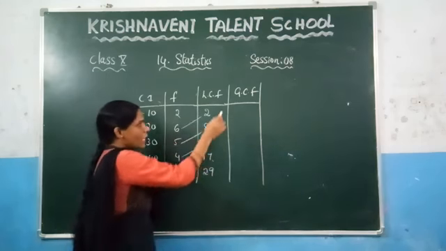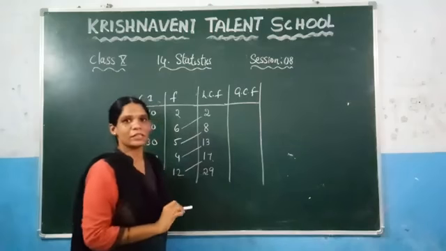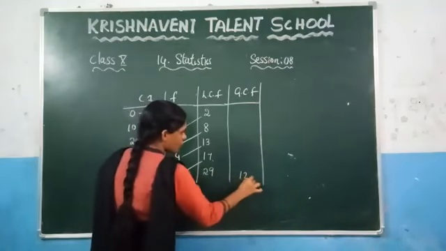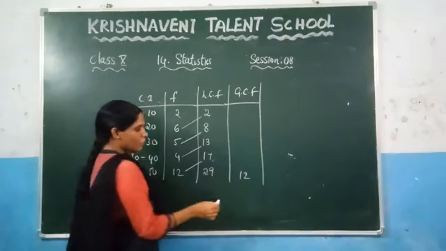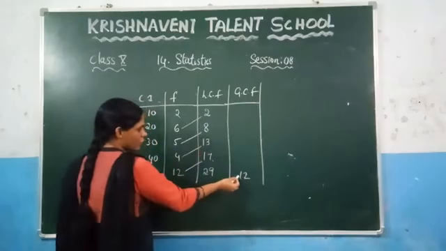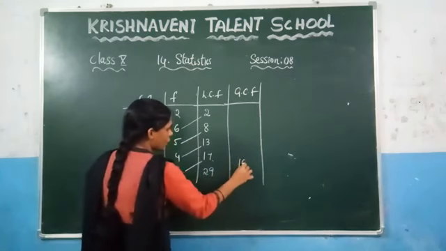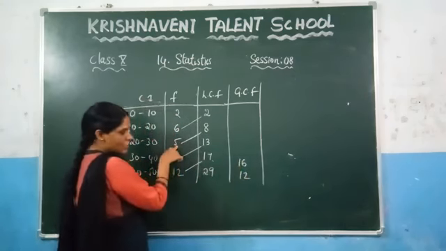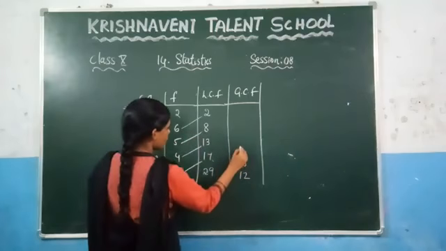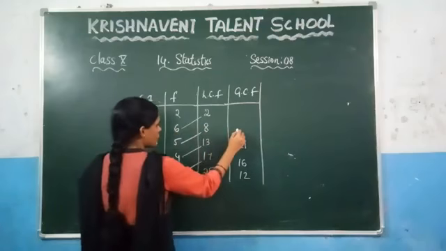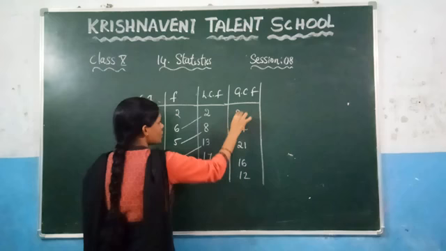So here, while calculating the greater cumulative frequency, just write 12 as it is. And we need to add from bottom to top. That means you need to add 12 plus 4. What is the value of 12 plus 4? Which is 16, and 16 plus 5, which is 21, and after that 21 plus 6, which is 27. 27 plus 2, which is 29.